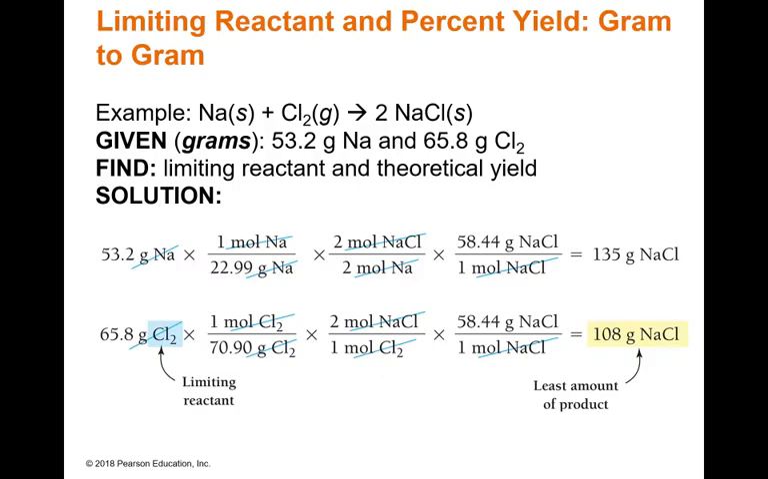Here's our plan. Step 1, convert grams of Na and Cl2 to moles using their molar masses. Step 2, use the balanced equation to find how many moles of NaCl each can produce. Step 3, identify the limiting reactant. It will produce the smaller amount of NaCl. Step 4, use that number of moles to calculate the theoretical yield in grams. This method works for any mass-to-mass stoichiometry problem, and we'll be practicing more of these in lab.